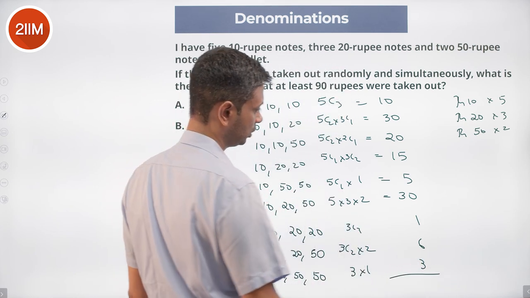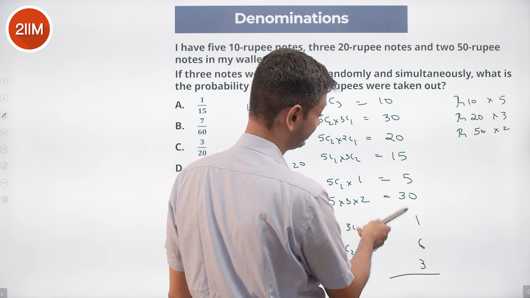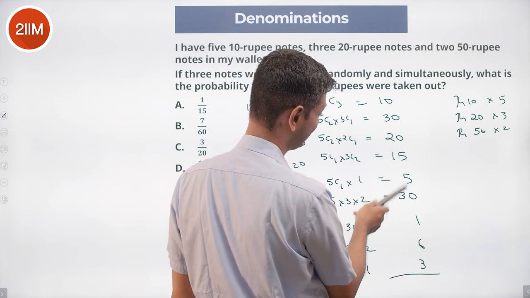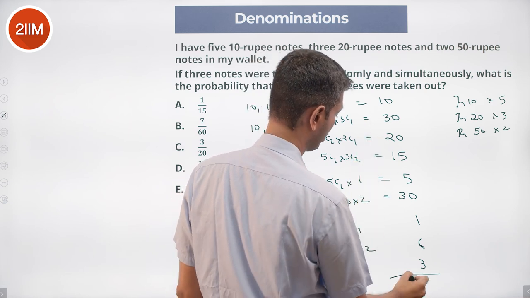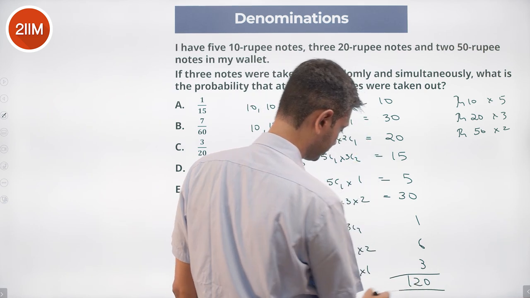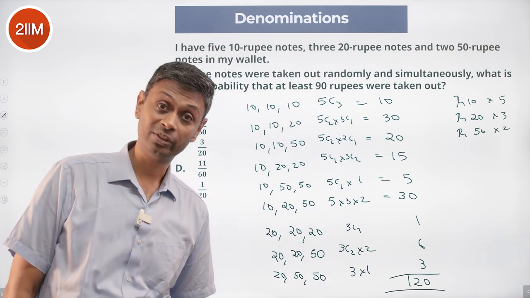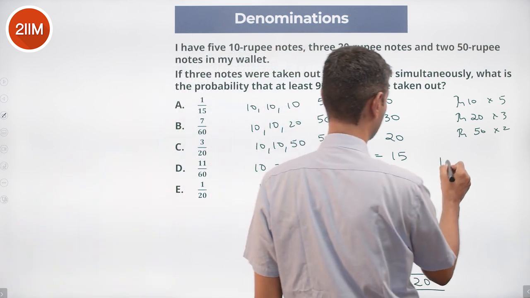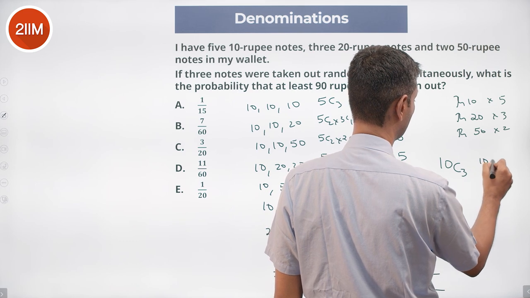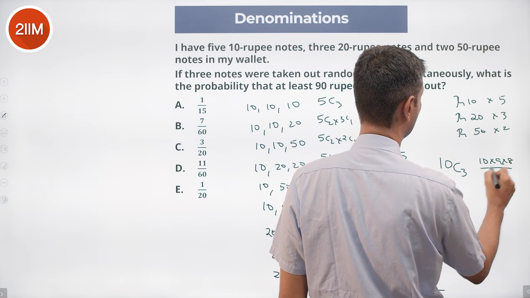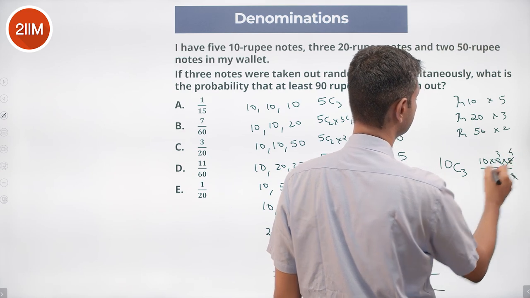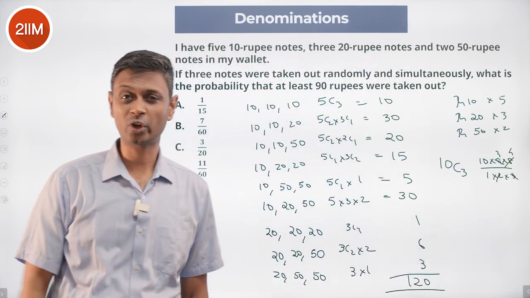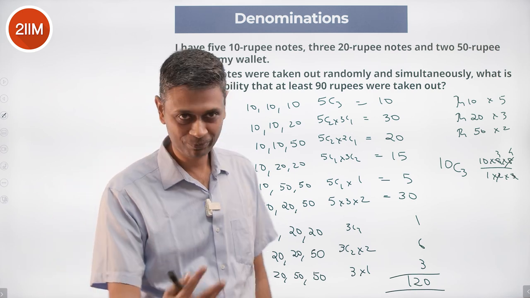Add all of this up. 3 plus 6 plus 1 is 10. Plus 20 is 30, 60, 80, 90, 120. Or we could have avoided all of this and said, what might 10C3 be? 10 into 9 into 8 by 1 into 2 into 3. Could have done that, but where's the joy in that? And so that is that, right?